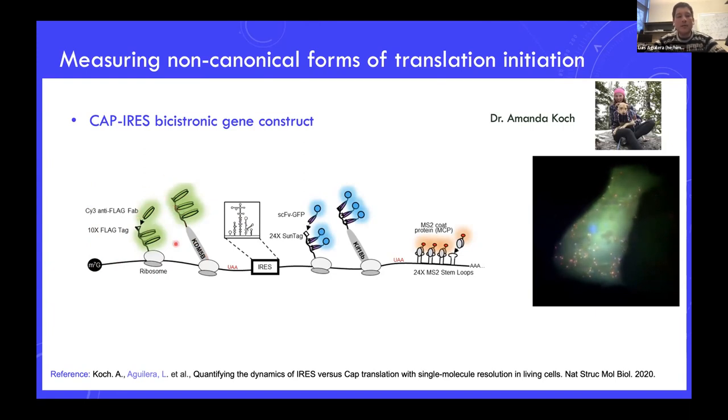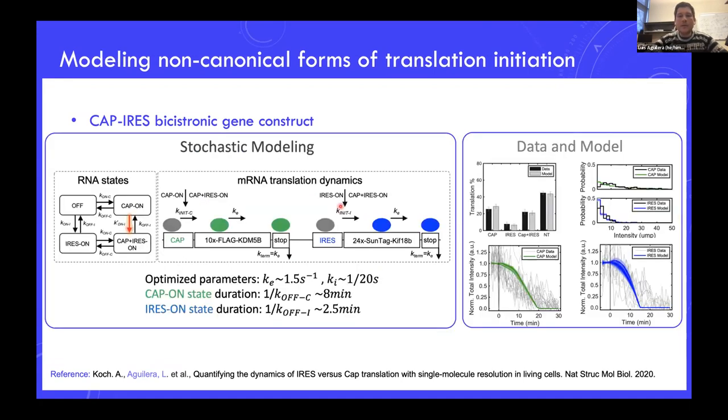So this is the canonical way to start translation, but there is an alternative way to start translation, which is with this IRES sequence. Normally viruses have this kind of sequence as an alternative initiation location in the RNA. So in this experiment, if this happens, the ribosomes are going to produce this protein, KIF18B, and we can detect it in the blue channel in the experiments.